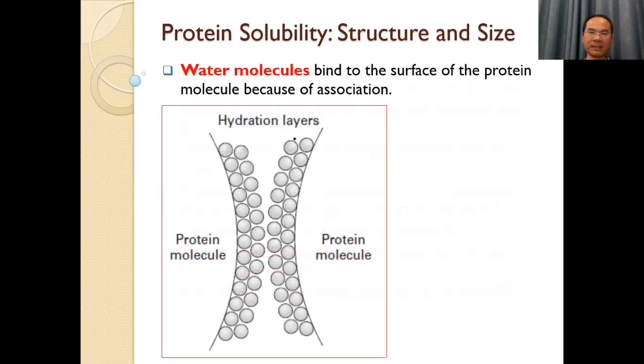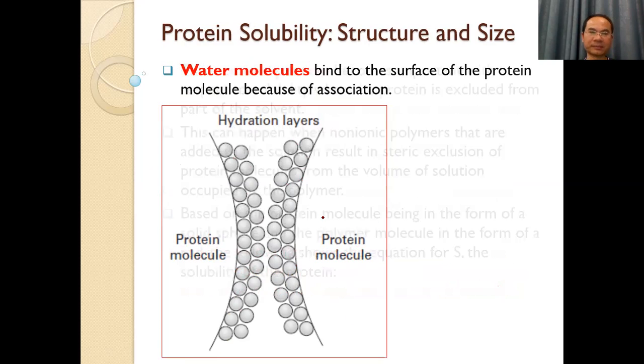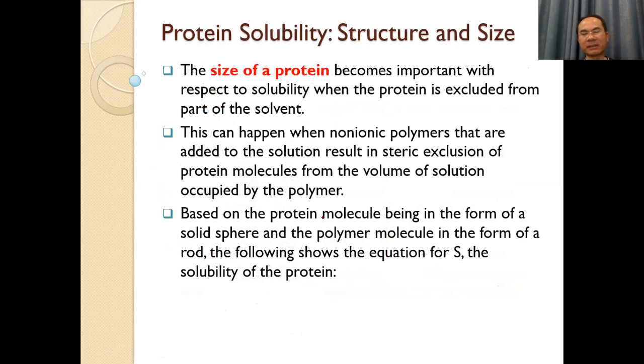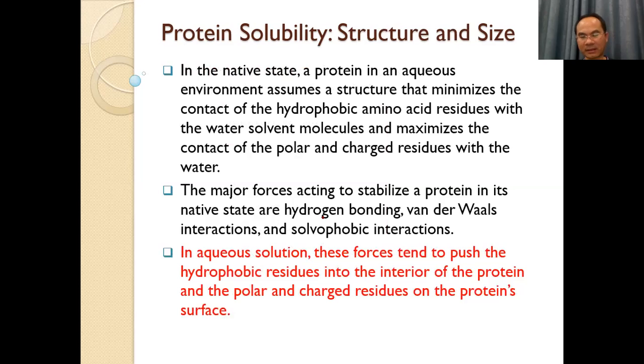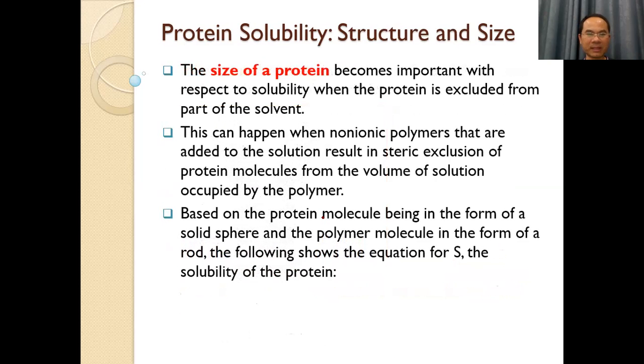This shows the interaction of water molecules with the surface of the protein molecule, because the protein associates with water molecules. So this can separate out the protein. Another parameter that affects precipitation is the molecule size, the size of the protein. It's also an important parameter, especially for solubility.